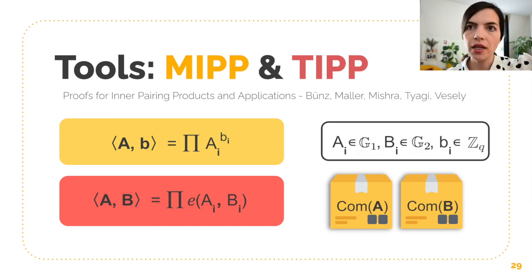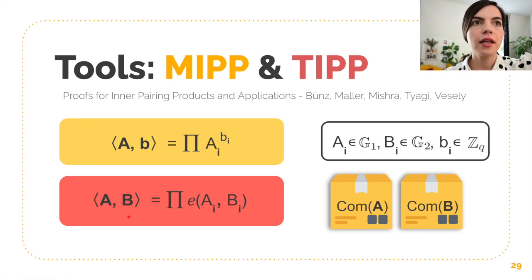The tools we will use here come from a previous work, Proofs of Inner Pairing Products and Applications from Bünz et al. And this allows us to show that some equations, some generalized inner pairing product equations, hold between group elements. So here in yellow, there is a multi-exponentiation inner product proof, for what we call a multi-exponentiation of a group element vector A with some exponents B that are in the field. So we have this product of A_i to the B_i.